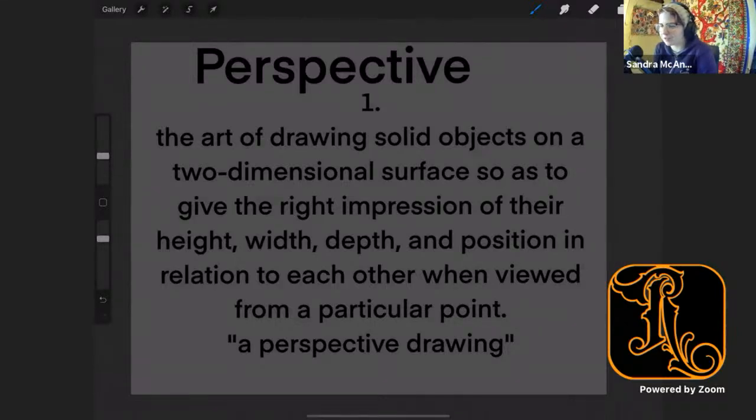And it had me thinking, right? The art of drawing solid objects on a two-dimensional surface. Isn't that what we do anyway? Isn't that just drawing a composition? You know what I mean? And I'm not downing the definition, I'm just making it more simplistic for you. You draw an object on a two-dimensional surface, be it paper or wood or canvas, with the right impression of their height, width, and depth, and the position that they're in, be it whatever you're doing.